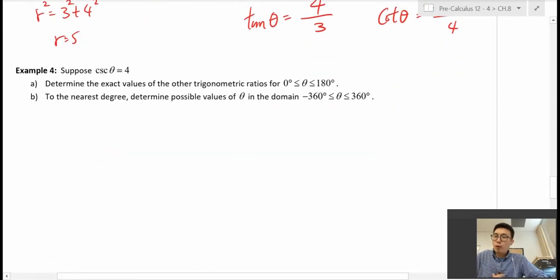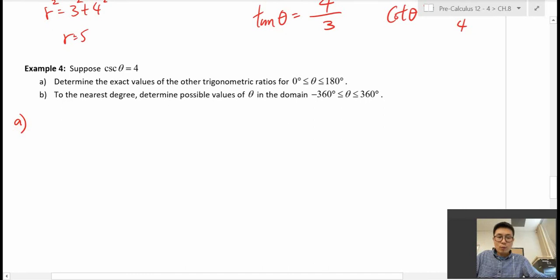Okay, so here it says, suppose cosecant theta is equal to 4. Part A says determine the exact values for the other trig ratios for theta between 0 and 180. And part B, to the nearest degree, determine the positive value of theta in the domain from negative 360 to positive 360. Okay, so one question at a time.